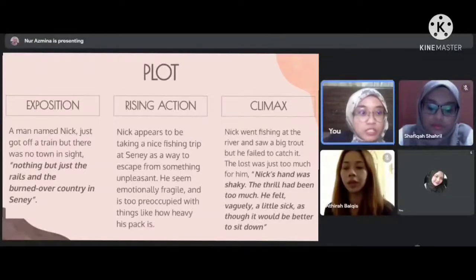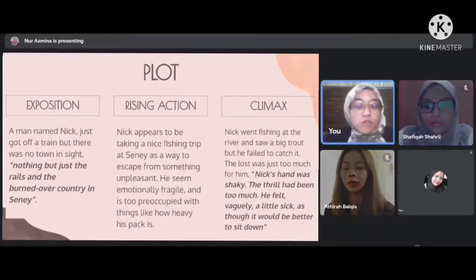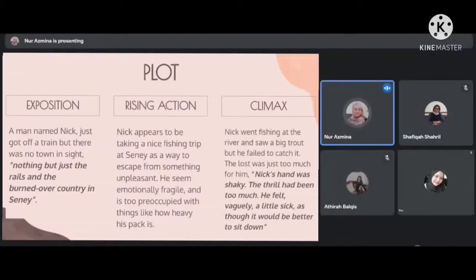The fishing spot is where the climax begins. Climax is a part of the story where the character faces a conflict. Here, Nick went fishing at the river. He then saw a big trout, but he failed to catch it. The loss of the trout was just too much to him that his hand was shaking. He also felt vaguely a little sick, as though it would be better to sit down.